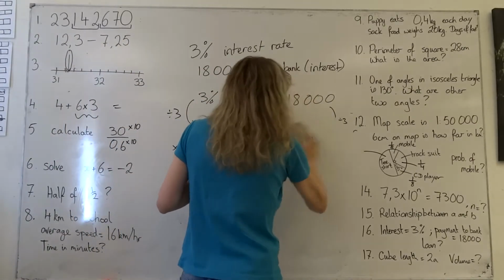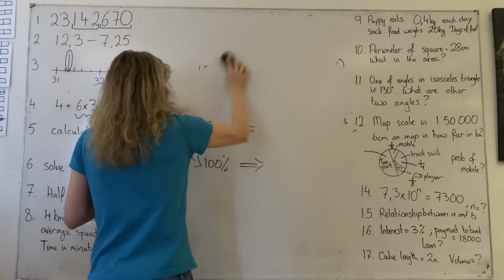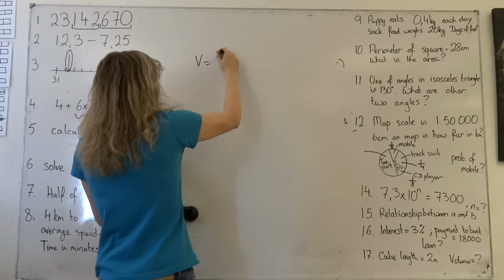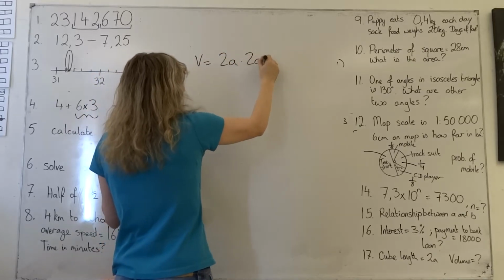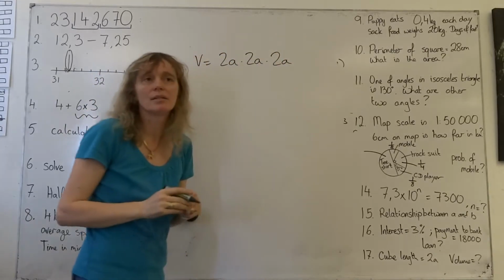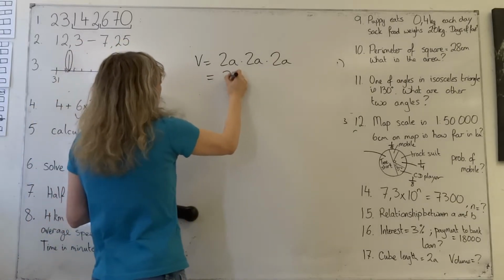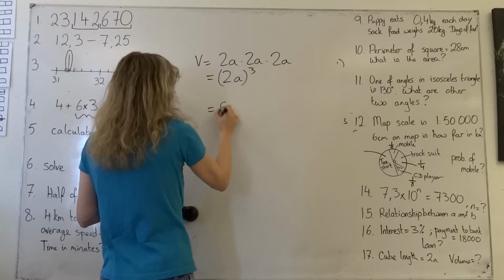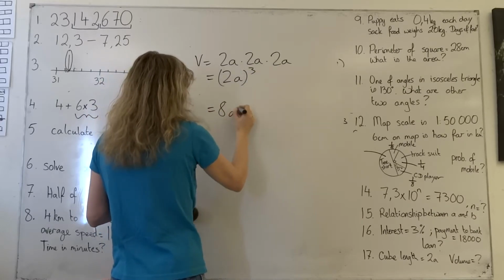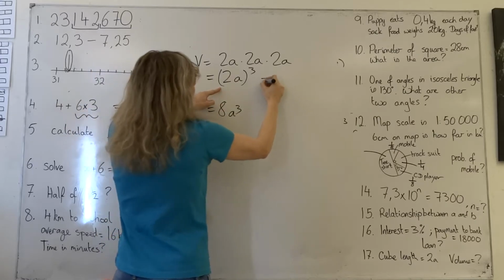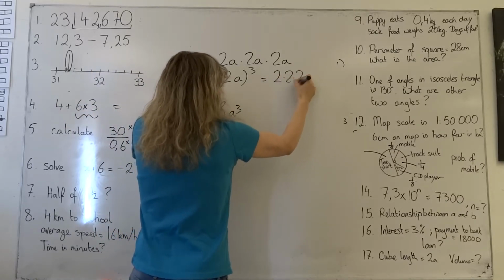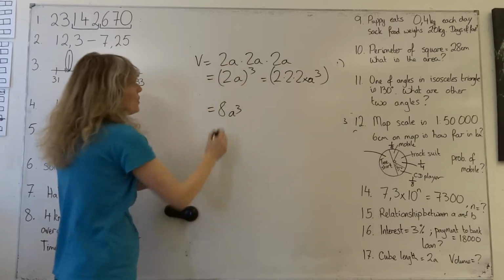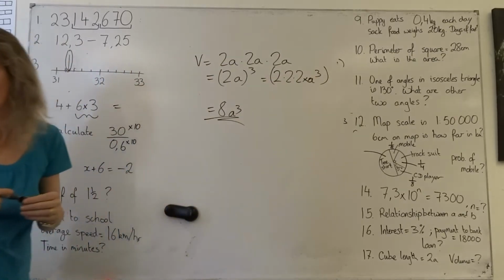Then we have a cube with a side of 2a. What will be the volume? Well, we know that the volume is the length of the side times the length of the side times the height, or 2a all cubed. 2 times 2 times 2 is 8. A times A times A is A cubed. It doesn't matter which way you do it, so you get a volume of 8A cubed.